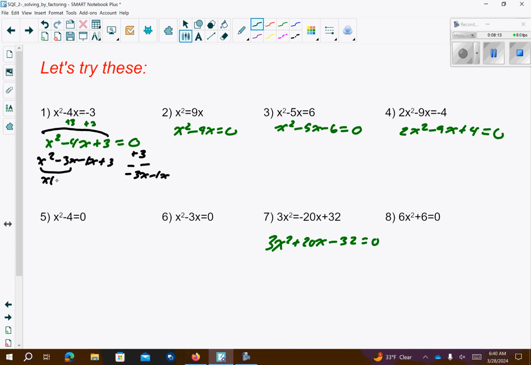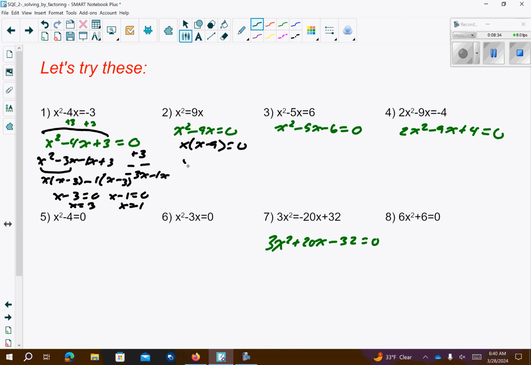Factor an x out of both of those. Bring down that negative. Factor out a negative 1. Change both signs. So x minus 3 equals 0, so x equals 3. x minus 1 equals 0, so x equals 1 by adding it. There's your answer. On this next one, I can factor an x out of both first.